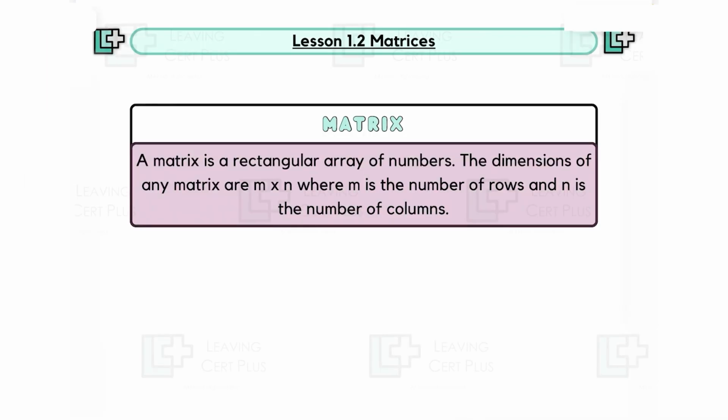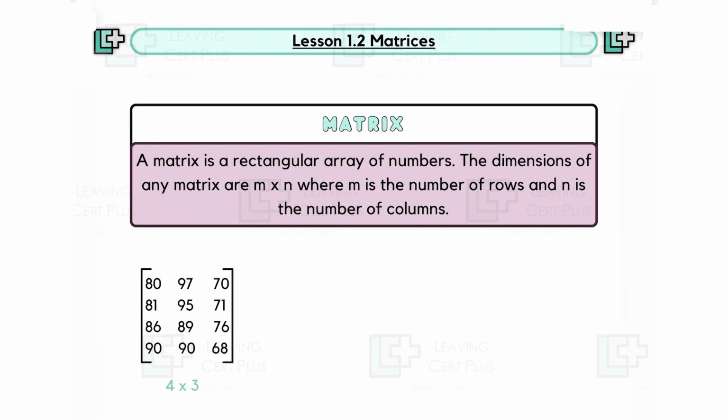This is lesson 1.2 on networks and graphs, matrices. So we're going to start off with what a matrix actually is. It's just a rectangular array of numbers. The dimensions of any matrix are m by n. So m is just the number of rows and n is the number of columns.